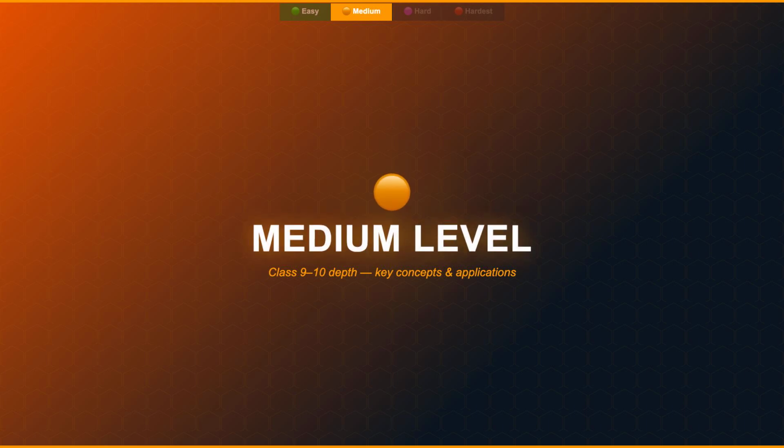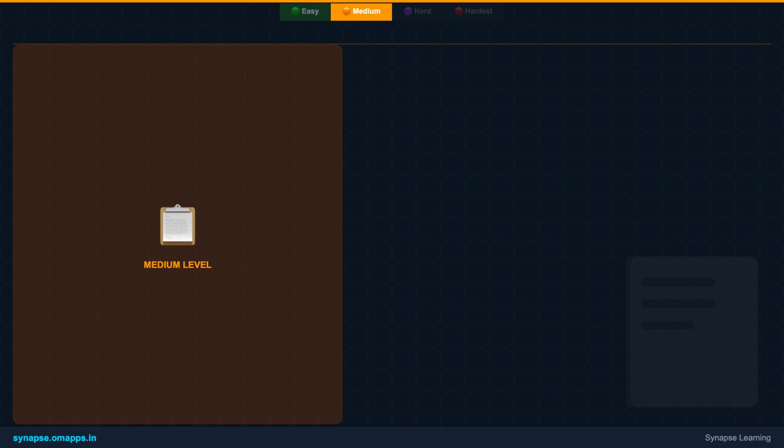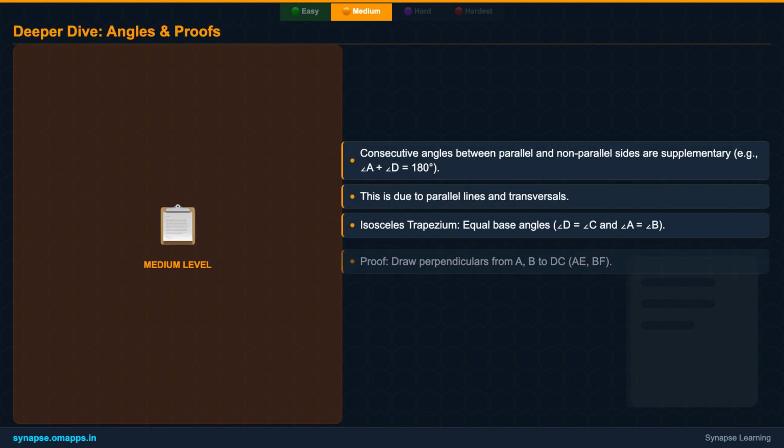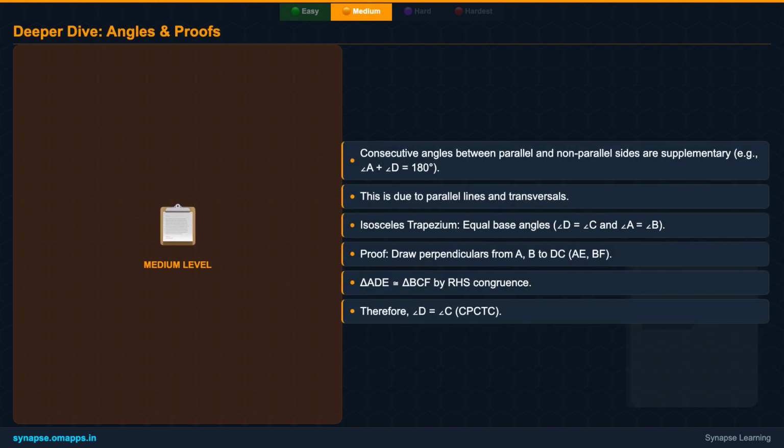Let's deepen our understanding. We'll explore more intricate details and proofs related to trapeziums and isosceles trapeziums. Beyond the basic definition, trapeziums have specific angle properties. For any trapezium, the consecutive angles between a parallel side and a non-parallel side are supplementary, meaning they add up to 180 degrees. This is a direct consequence of parallel lines intersected by a transversal.